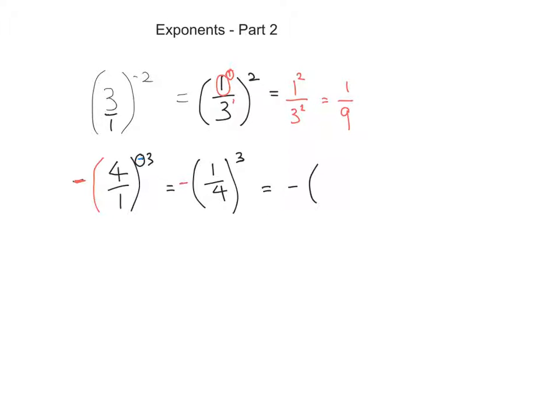1 cubed on top is 1. 4 cubed, you don't know what that is. It's 4 times 4 times 4, which is 64. And the final answer is negative 1 over 64.